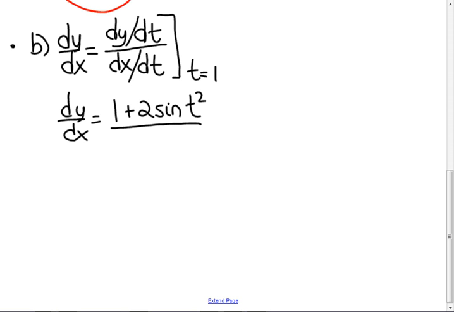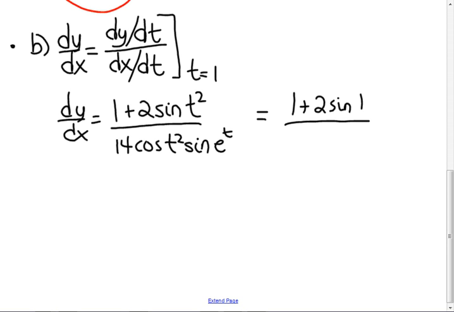All over dx/dt. Must you use a calculator? No. Honestly, I could figure it out, but let's let t equal 1. This is 1 plus 2 times the sine of 1. Done. This, make it squared even. This is 14 cosine of 1 squared, sine, whoops, sine of e. That's one way to do it.